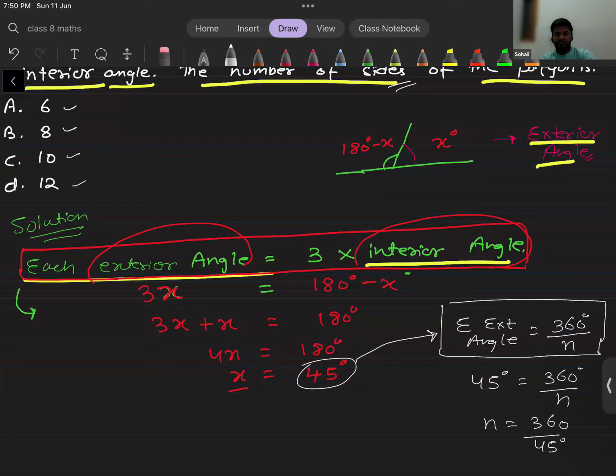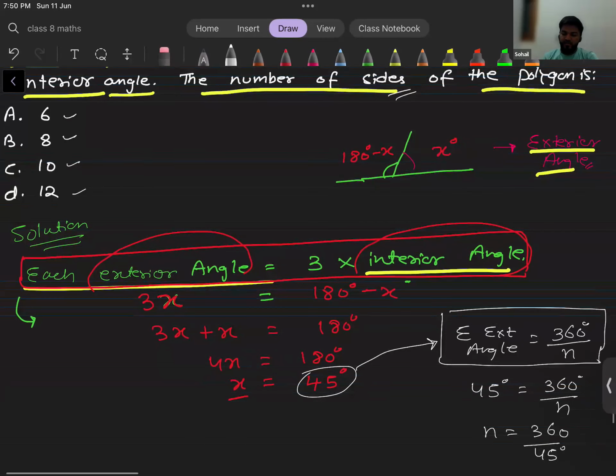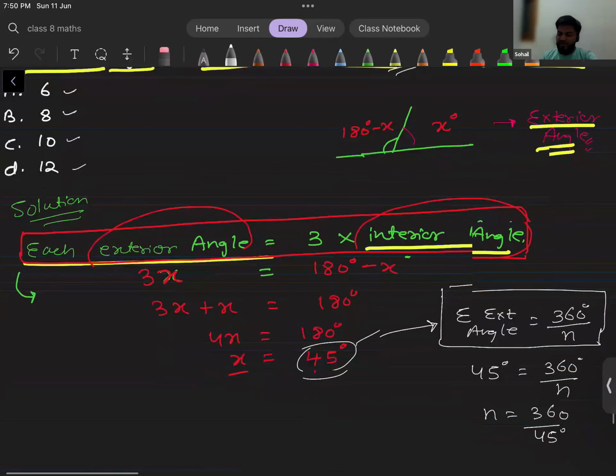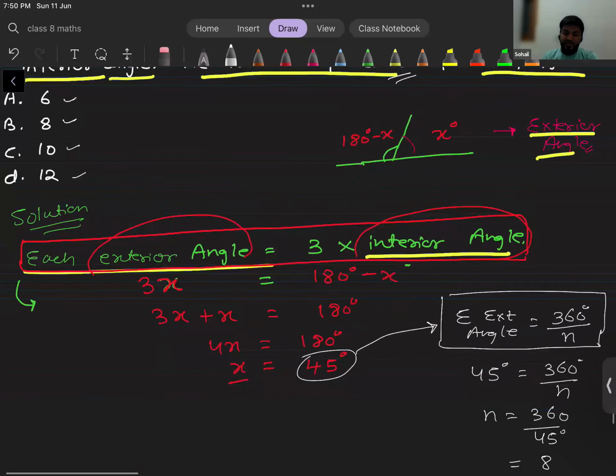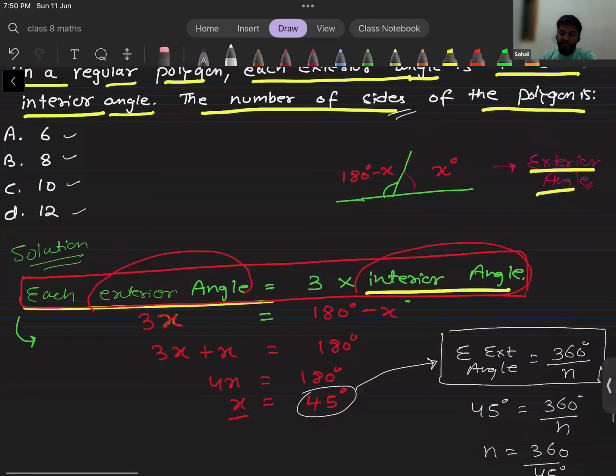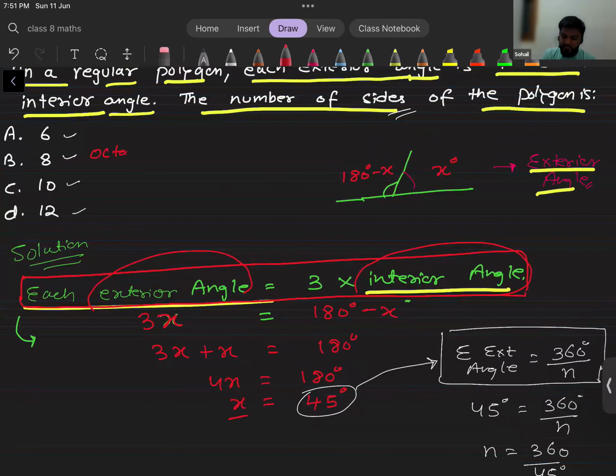Yes, Arhan, why are you taking so much time? By now you guys should have got the value. Very good, Ahmed. So 360 divided by 45 gives me 8 here. So the number of sides of the polygon is 8. And you guys tell me, what is the name of the polygon going to be? Is it a hexagon, heptagon, octagon, nonagon? Octagon. Very good, guys.